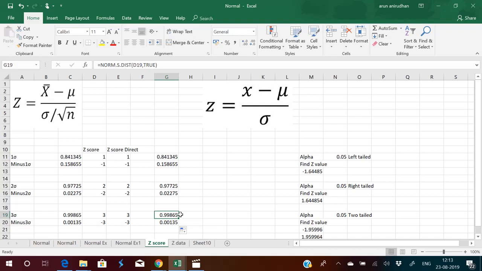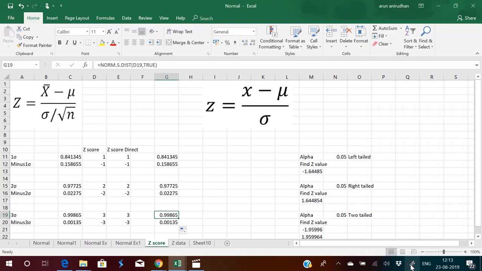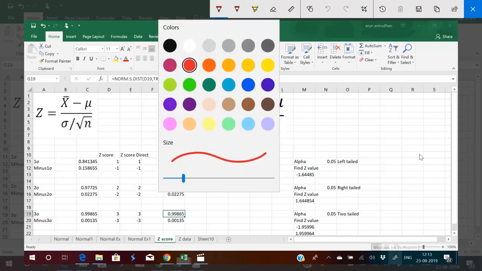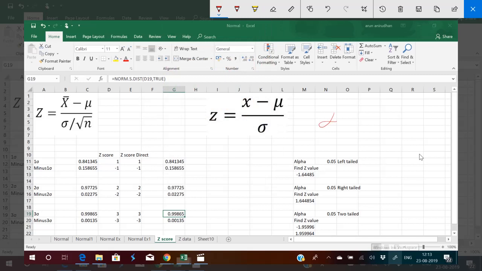Okay, now we will come to how to use the alpha value. So in a question you are having your alpha value as 0.05. What is alpha value? It's the level of significance. Alpha value means it is the level of significance.